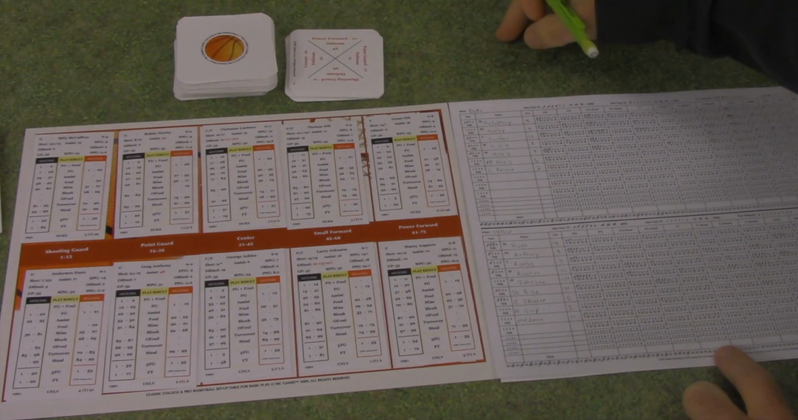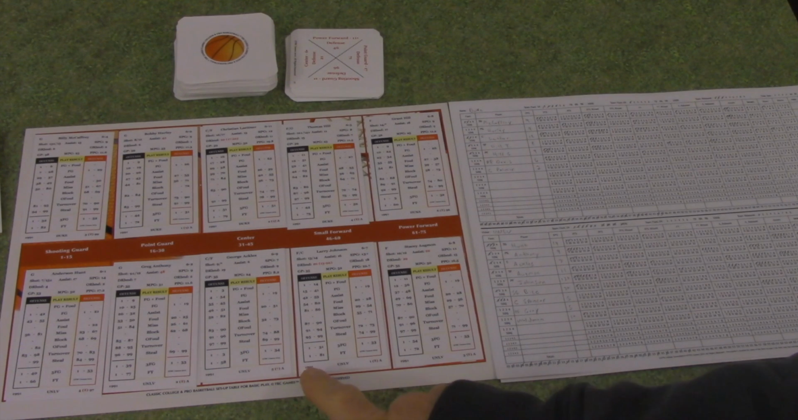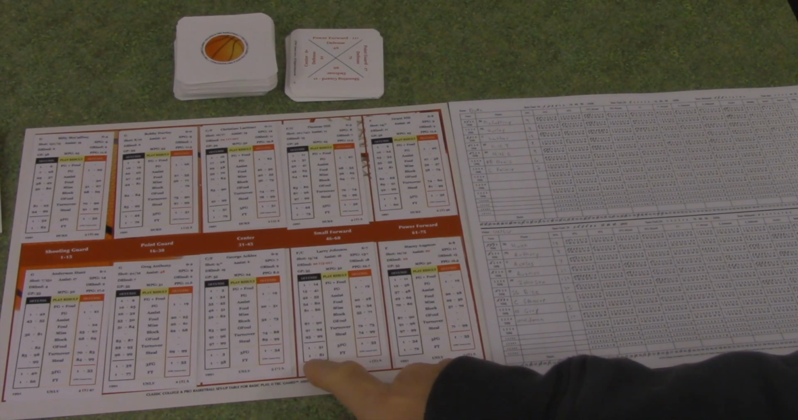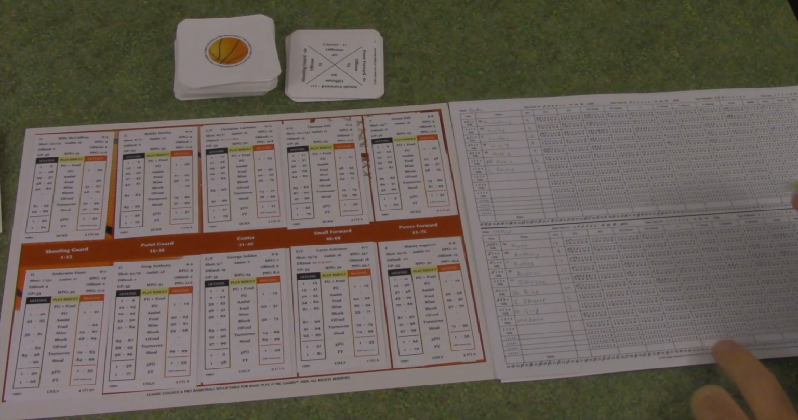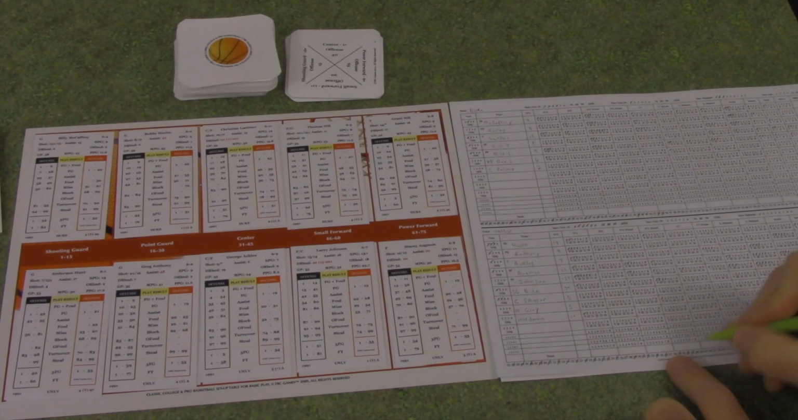And we'll just simply flip 2 cards over, reading those numbers there, and see if it's between his free throw rating, which is down at the bottom here, and he has a 1 through 81. So the first free throw is good, and the second free throw is good. So 2 points for Johnson at the free throw line.